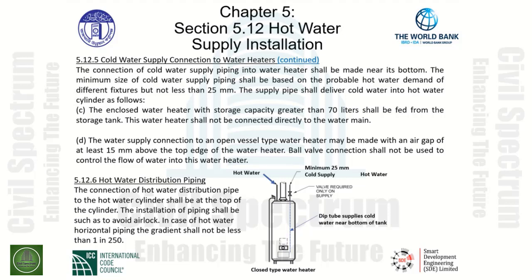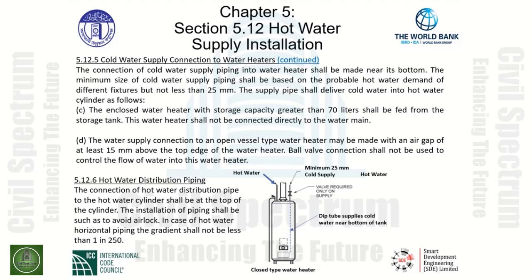Section 5.12.6 gives us a requirement for the hot water distribution piping. The connection of hot water distribution pipe to the hot water cylinder shall be at the top of the cylinder. The installation of piping shall be as to avoid airlock. In the case of hot water horizontal piping, the gradient shall be less than 1 in 250.